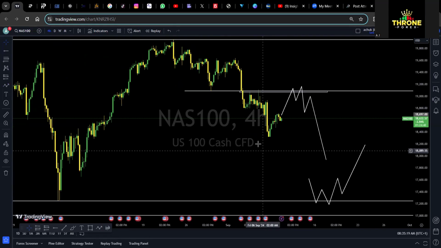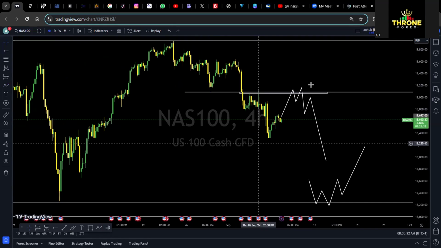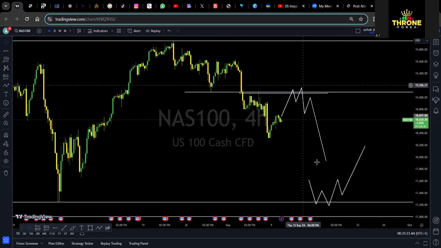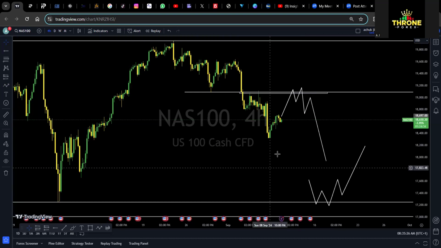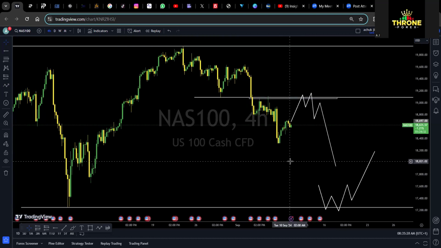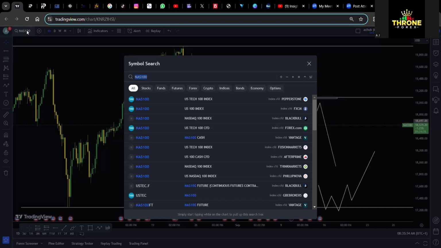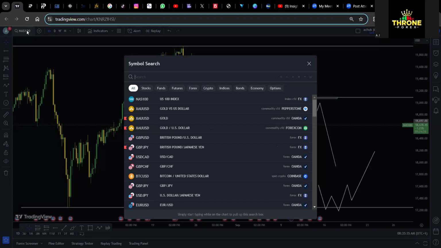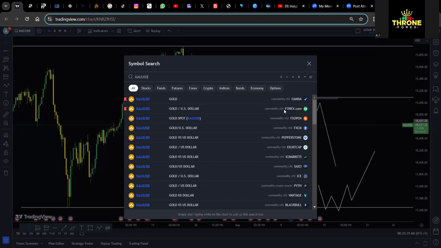So you just want to wait for your pattern or your order block candle. It has to be down here, then you can trade. So that's what we have on NAS100. The next pair we want to analyze is going to be gold. So we want to see how we are going to trade gold this week.